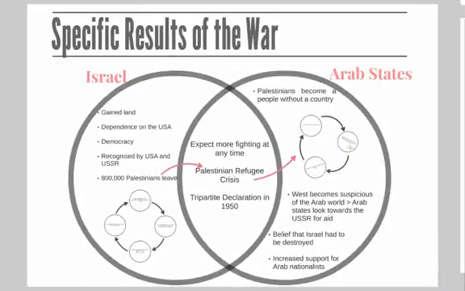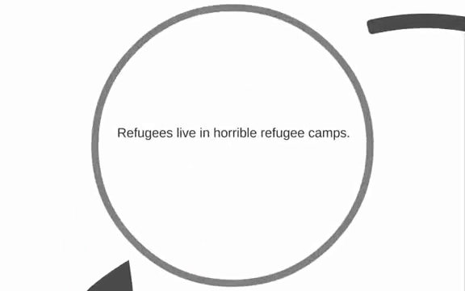For the Arab states, Palestinians become a people without a country, just as Jews had been prior to the creation of Israel. In terms of the Palestinian refugee crisis, the refugees are moving to different areas of the Arab world, and they live in horrible refugee camps with awful conditions.